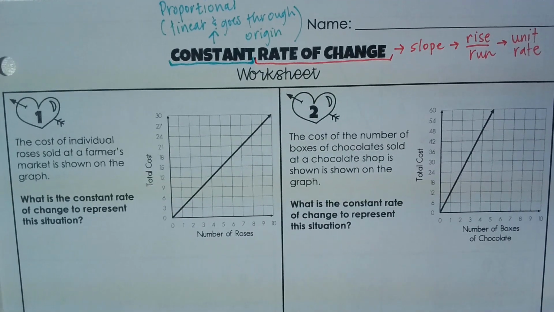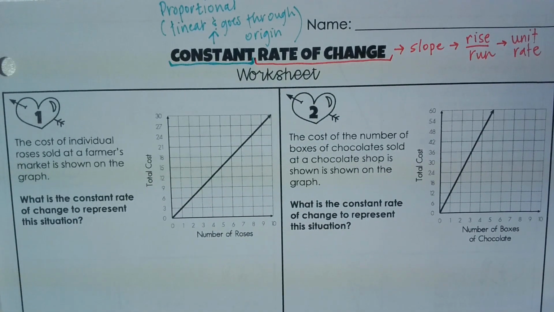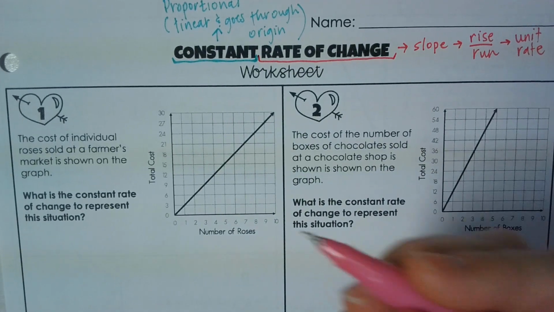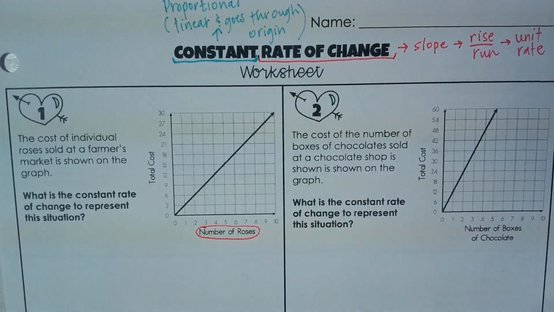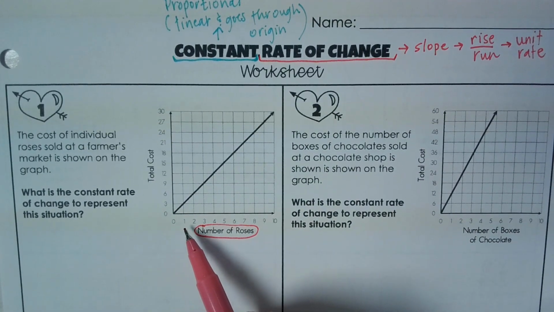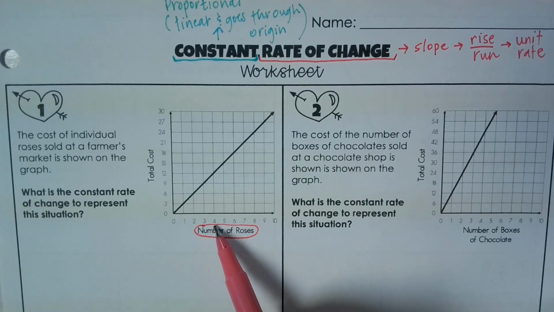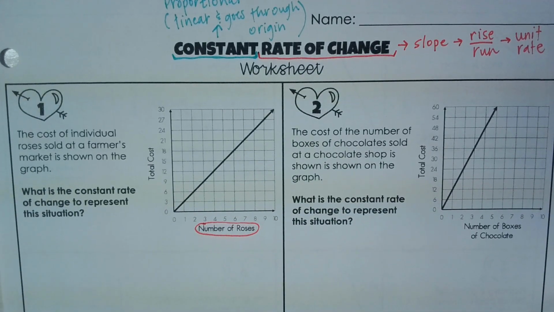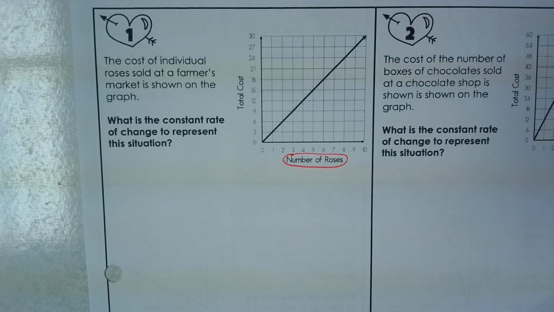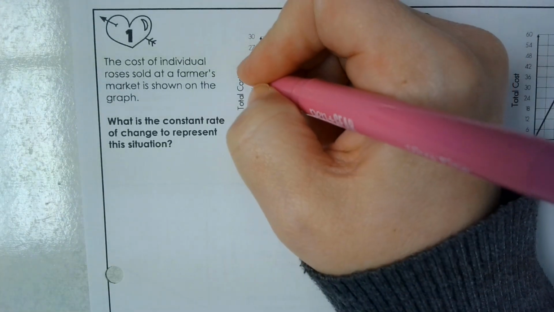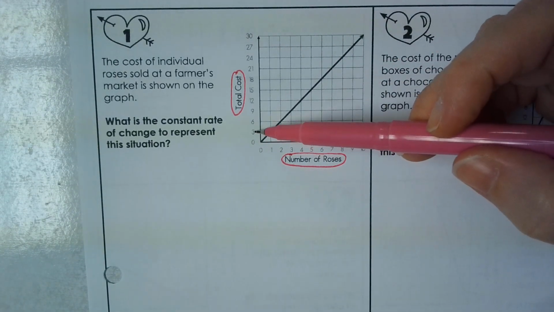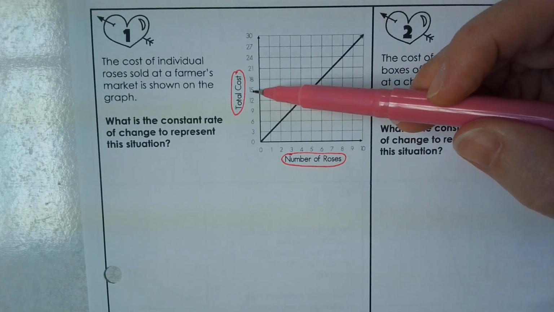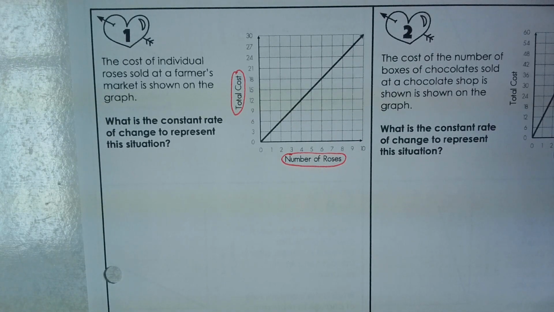So what's really important is you have to pay attention to what is being compared. Okay, the units. So we're comparing the number of roses. Okay, and I see they're going by ones. One rose, 2 roses, 3 roses, 4 roses, 5 roses, so on and so forth. We're comparing the roses to how much they cost, which is money, right? So this is $3, $6, $9, $12, $15, so on and so forth. Does that make sense? Okay.